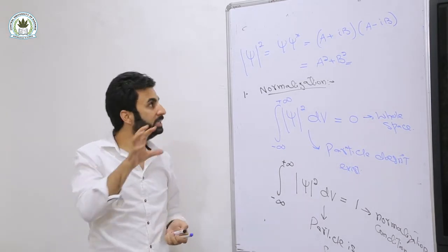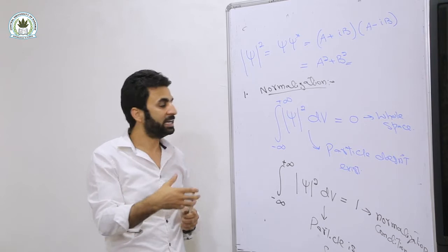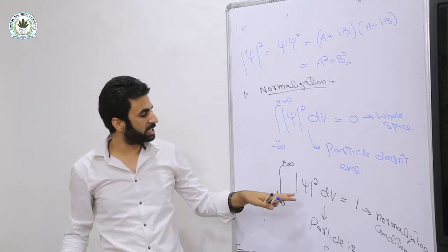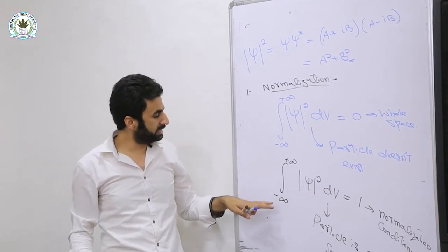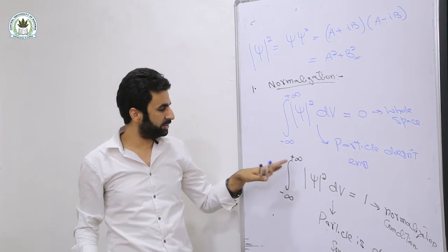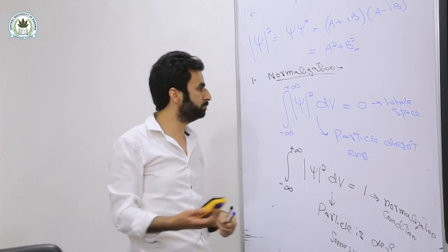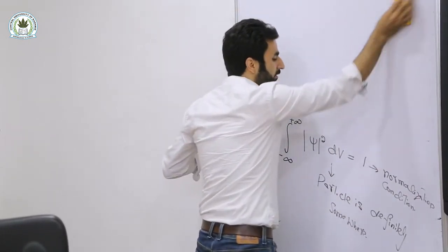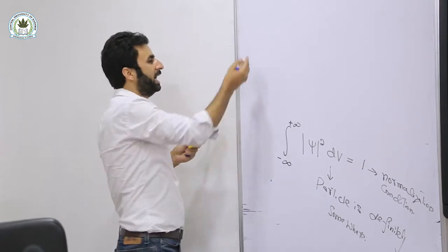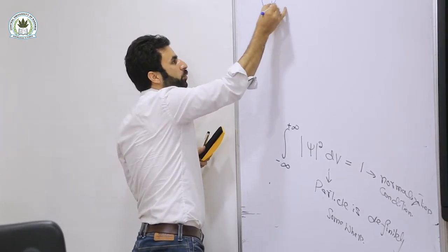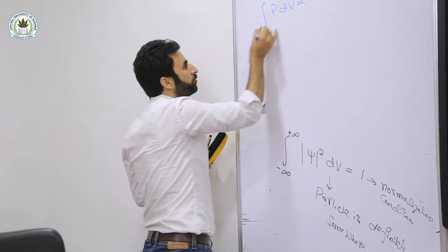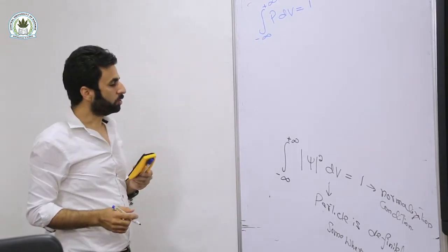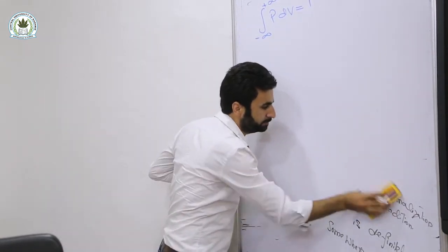So the first property of a wave function we try to define is that the wave function should be normalized. Mathematically, we should have the integral of psi square with respect to the volume element within the limits minus infinity to plus infinity equal to 1. 1 means the particle definitely has to be somewhere. So psi square will give us the probability P, so you can also write it as the integral of P dv from minus infinity to plus infinity equal to 1. This gives us the normalization condition.